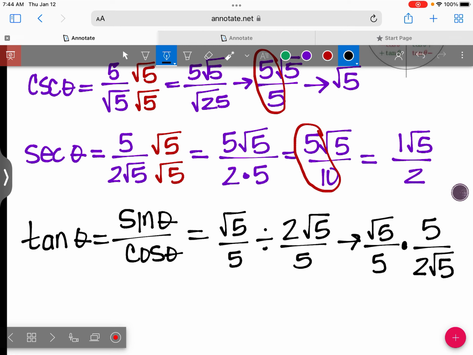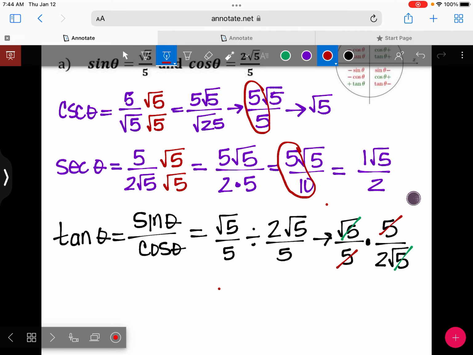Now this one actually kind of works out pretty nicely because we can cancel out the square root of 5s. And we can also cancel out the 5s. So what do you think my final answer is going to be? So what's left in the numerator? A 1. Yep, so it'll be a 1 over 2. So we can't just have a 2 in the denominator. We got to have a numerator, and the numerator is 1. So the tangent is equal to 1/2.